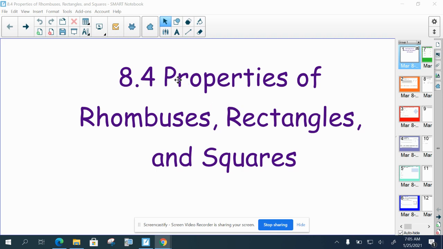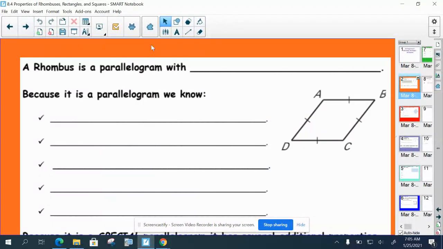Hello everyone, this is lesson 8.4, properties of rhombuses, rectangles, and squares. In this lesson you're going to learn all the properties of these three different types of quadrilaterals. We're going to start off with a rhombus.